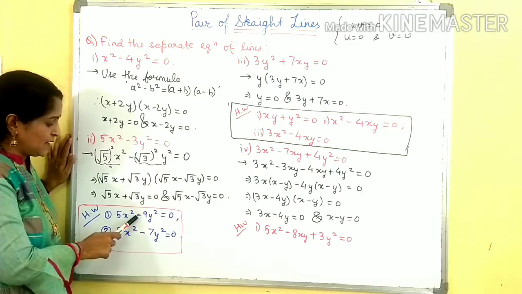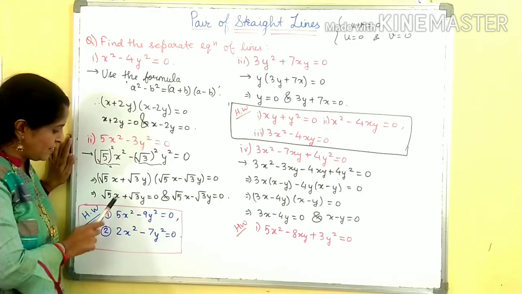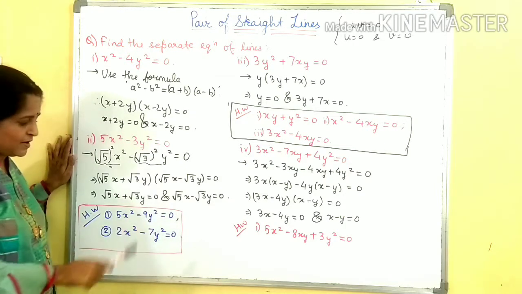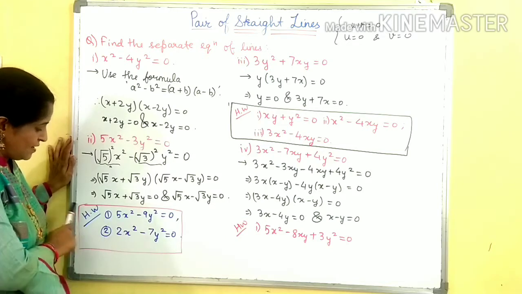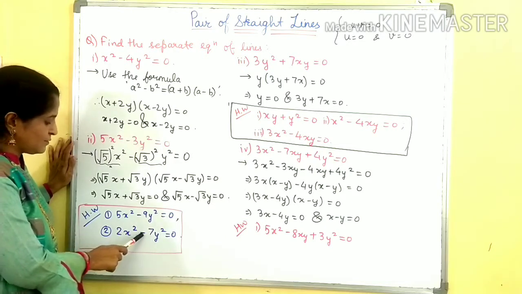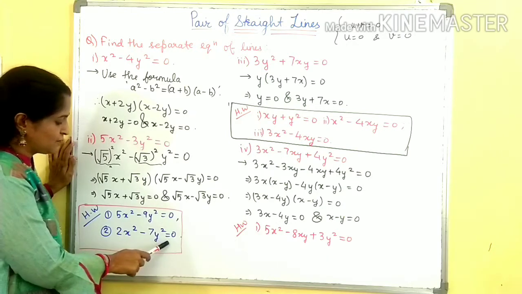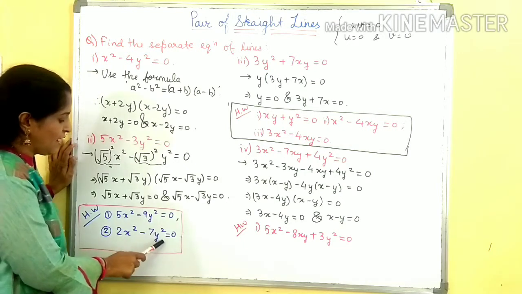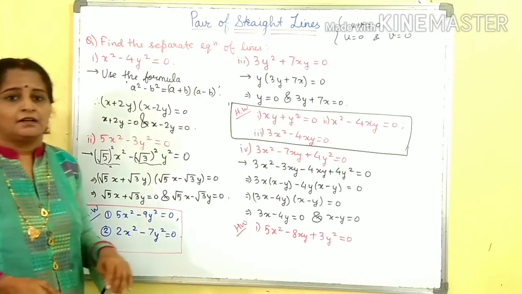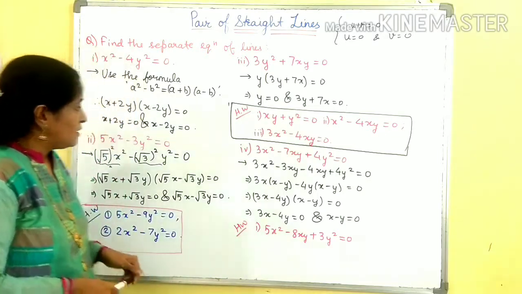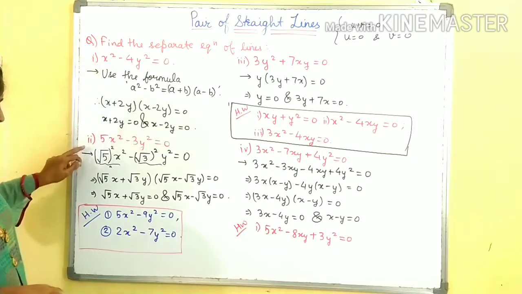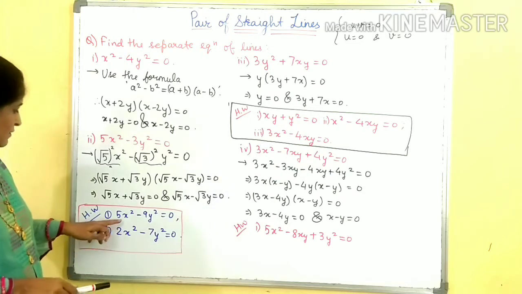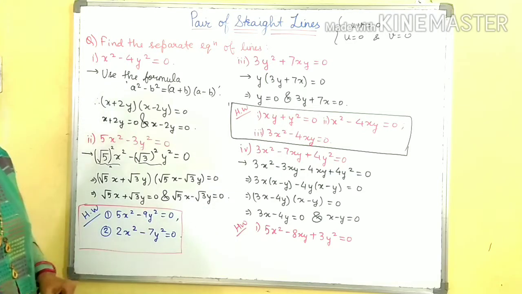Root 5x plus 3y is equal to 0 and root 5x minus 3y is equal to 0 are the separate equations. For the second, root 2x plus root 7y is equal to 0 and root 2x minus root 7y is equal to 0 are the separate equations. These are examples having two terms, x square and y square.